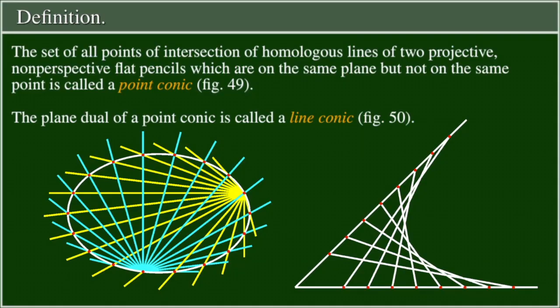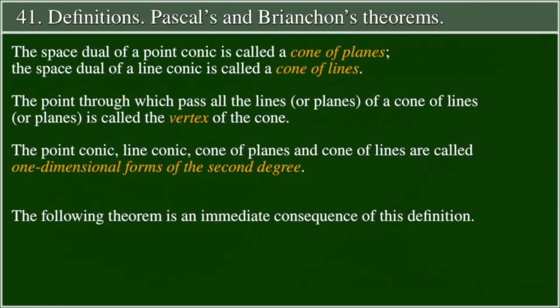Definition: the set of all points of intersection of homologous lines of two projective, non-perspective flat pencils which are on the same plane but not on the same point is called a point conic. Figure 49. The plane dual of a point conic is called a line conic. Figure 50. The space dual of a point conic is called a cone of planes. The space dual of a line conic is called a cone of lines.